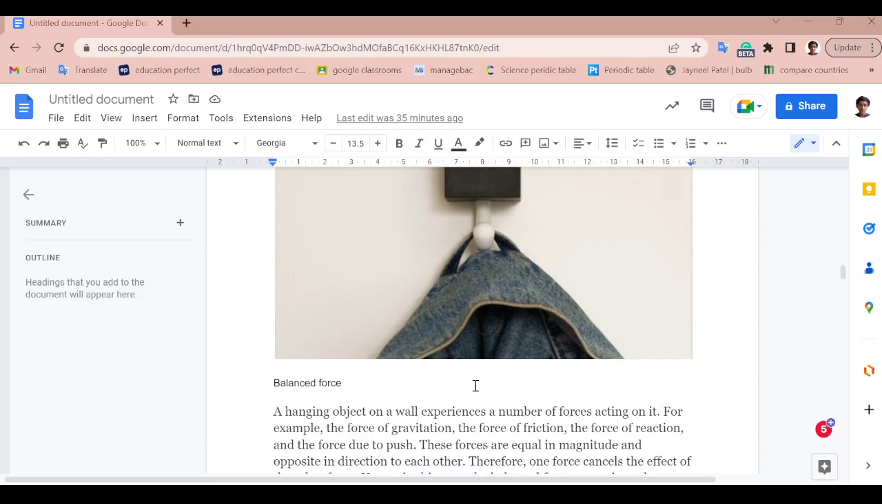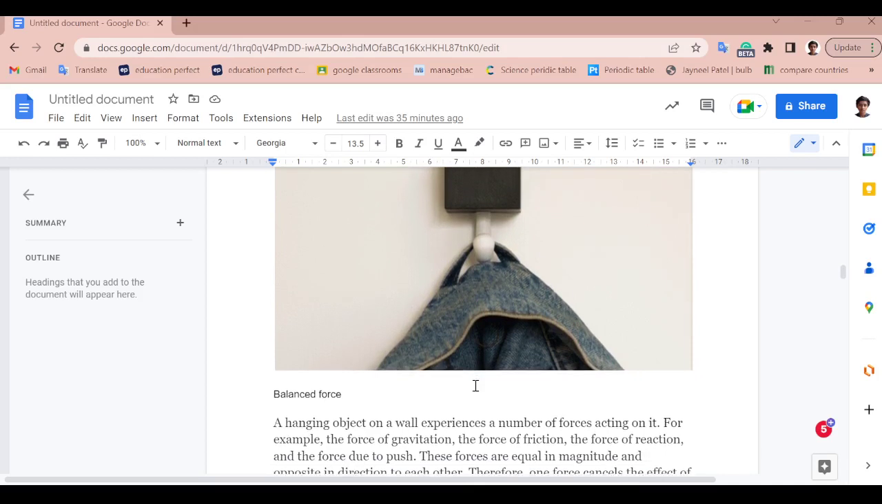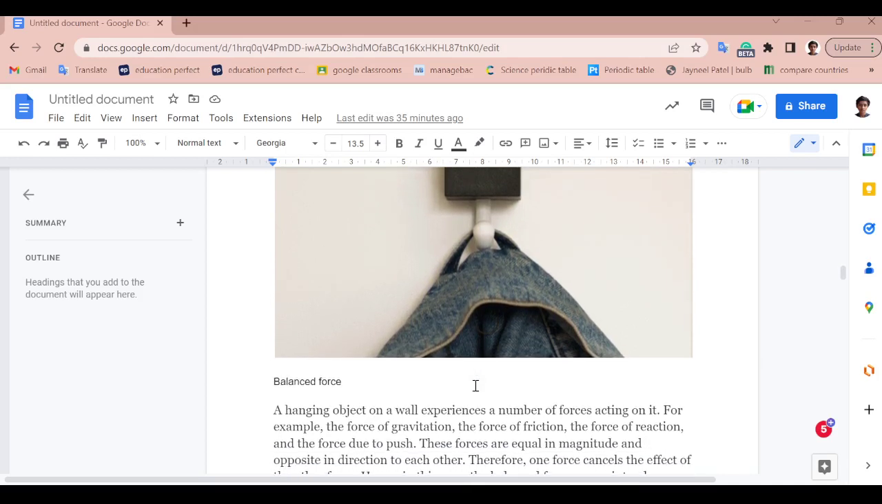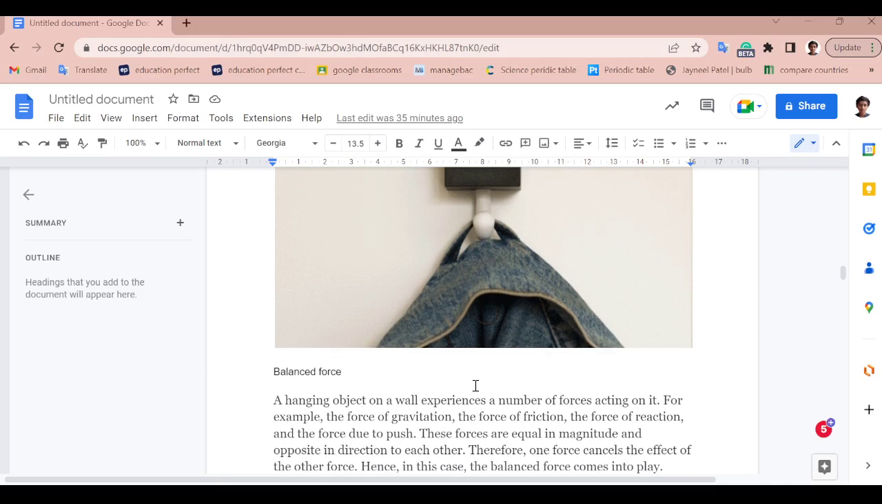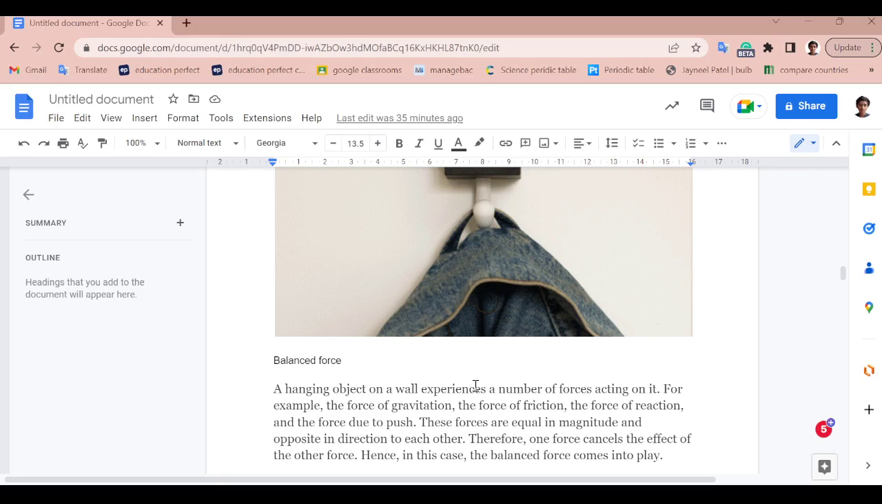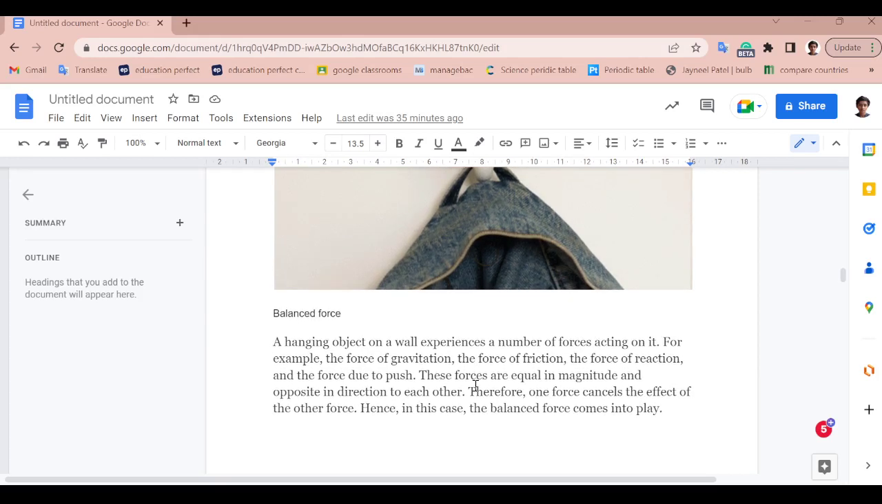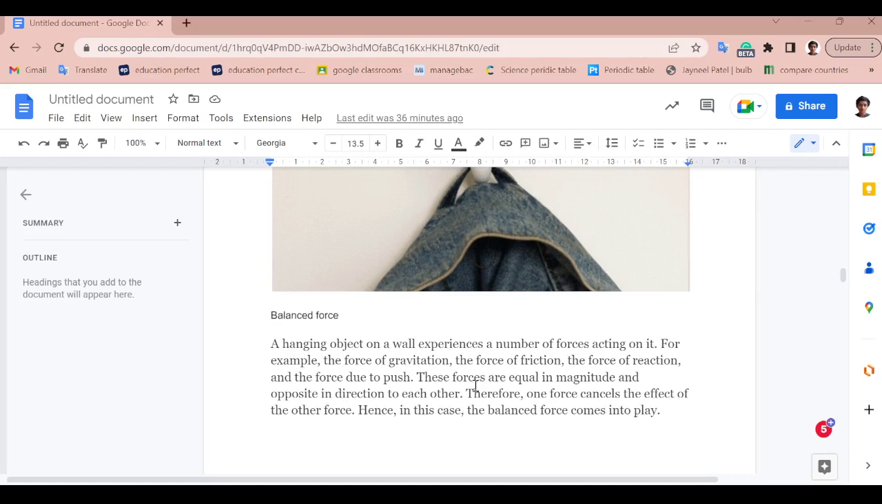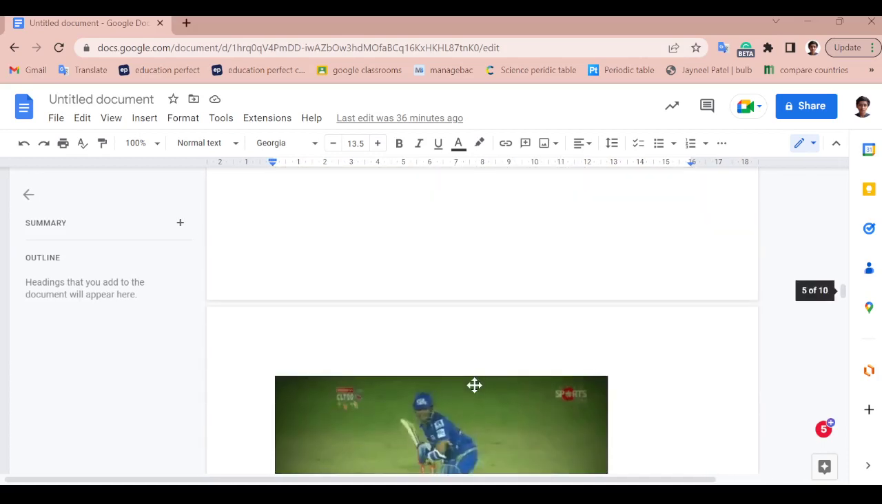Balanced force. A hanging object on a wall experiences a number of forces acting on it. For example, the force of gravitation, the force of friction, the force of reaction, and the force due to push. These forces are equal in magnitude and opposite in direction to each other. Therefore, one force cancels the effect of the other force. Hence, in this case, the balanced force comes into play.